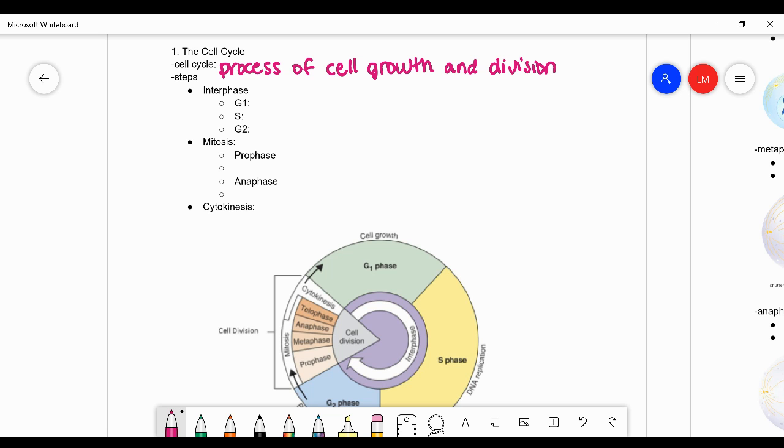First, we'll go through interphase, which is comprised of G1, S, and G2. During G1, the cell grows and completes its normal cell functions. During S phase, DNA replicates, and finally, during G2, the cell grows again and prepares for division.